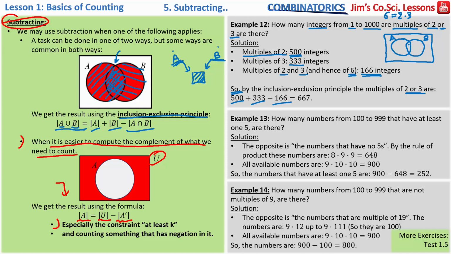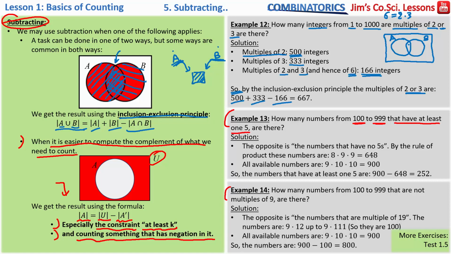Especially, we will use this property when the constraint has the form "at least k", or when we are counting something that has a negation in it. Let's see these two very important examples. The first example asks: how many numbers from 100 to 999 have at least one 5? So let's see how we would analyze this problem.